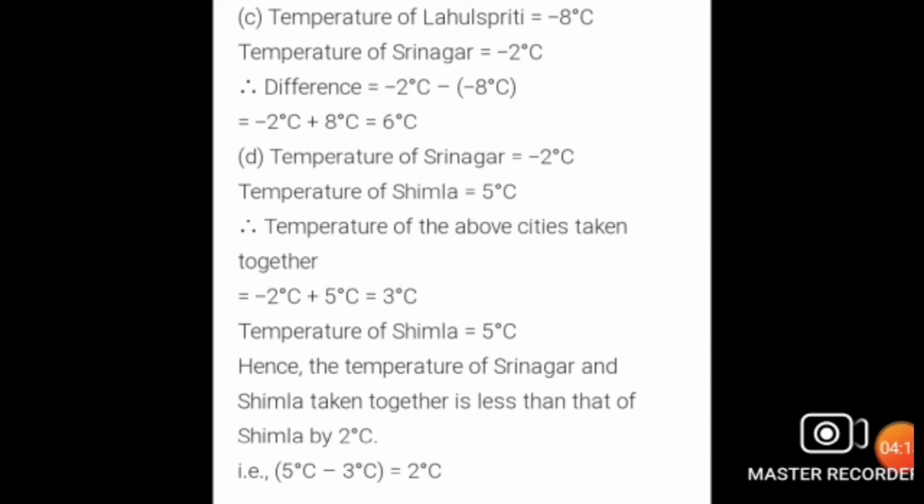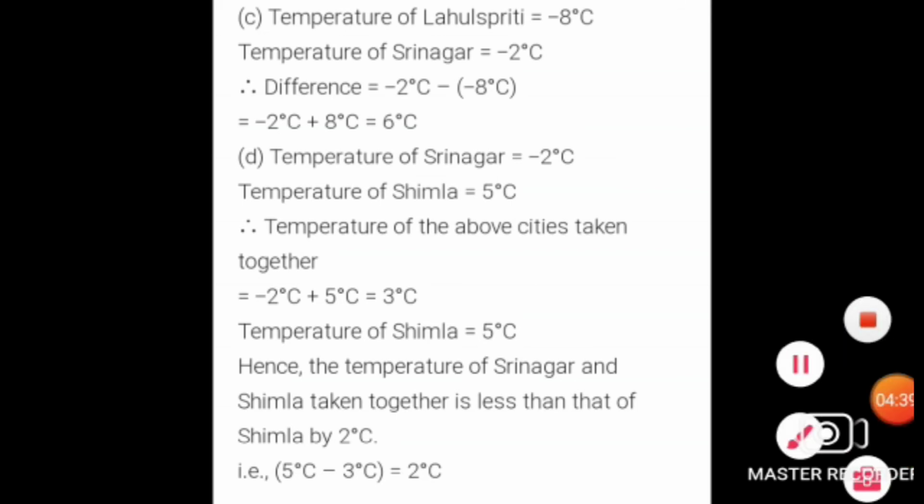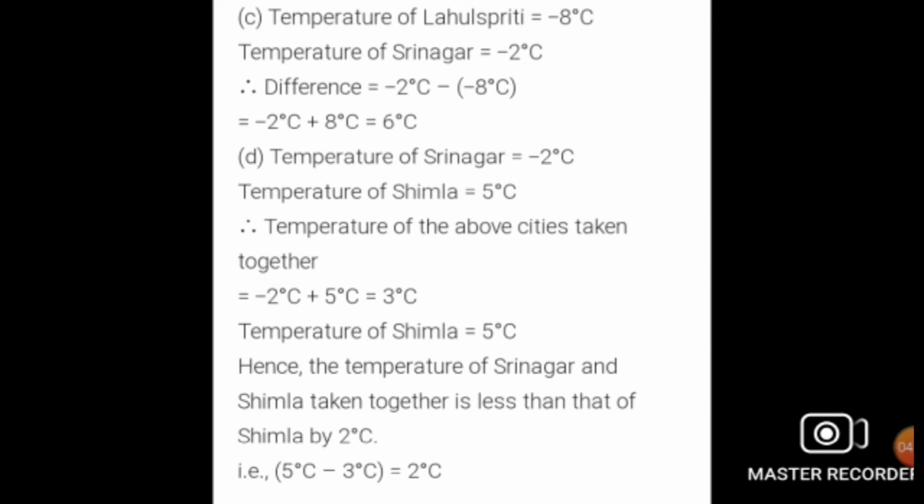In D question, we have to find out whether the temperature of Srinagar and Simla taken together is less than that of Simla. So first we have to find the sum of Srinagar and Simla, and compare with Simla, whether it is greater or lesser. When we add, we get minus 2 degrees Celsius plus 5 degrees Celsius. Alternative signs, so we have to subtract and write the greater number's sign before the difference. So 3 degrees Celsius. The temperature of Simla is 5 degrees Celsius. So it is less than Simla.